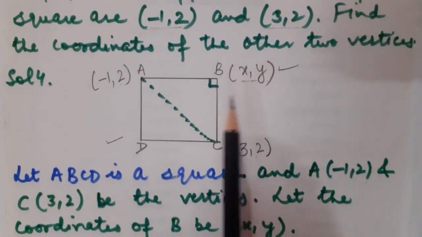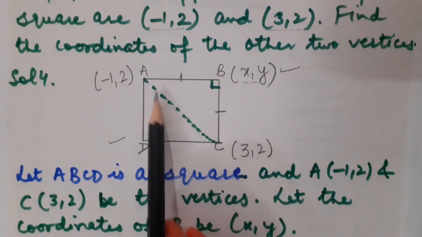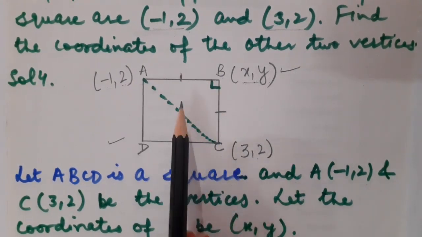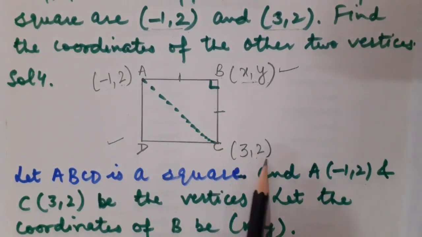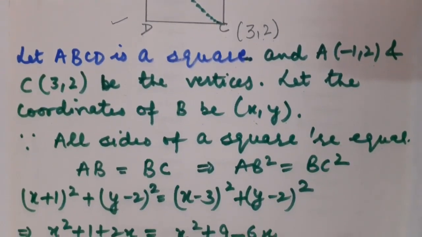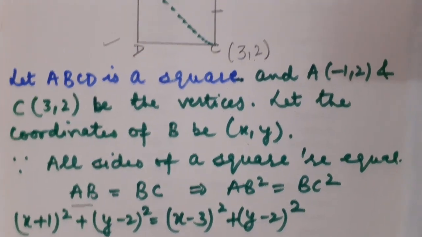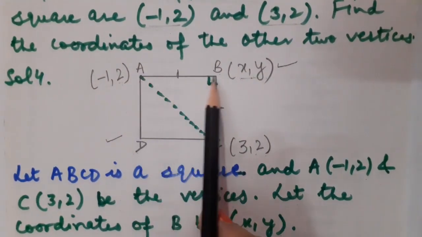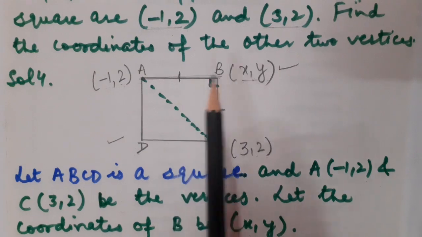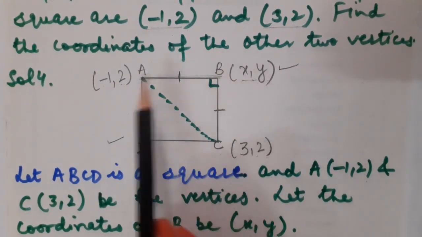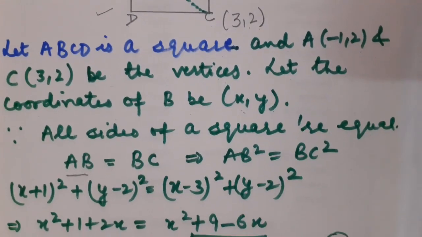You can take any two sides. I am going to take AB and BC. Why? Because in triangle ABC, I know the coordinates of two vertices. So here I am going to take AB = BC. Whenever I have to calculate AB, I am just calculating the distance between points A and B. You know the distance formula: the square root of (x2 minus x1) whole square plus (y2 minus y1) whole square. The same I am going to apply over here.